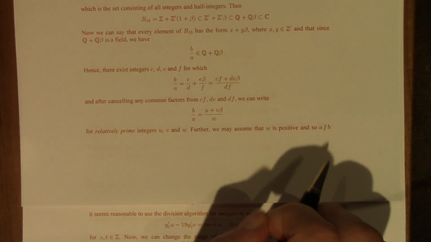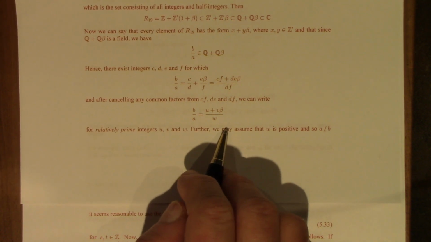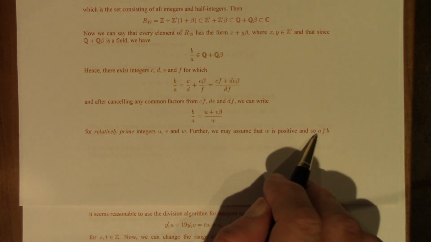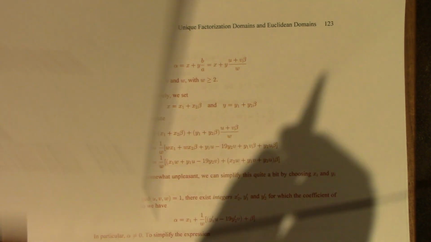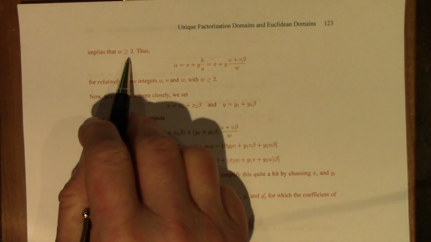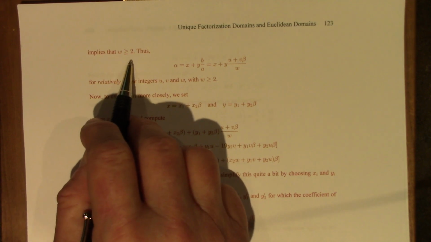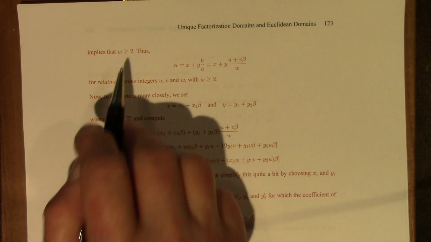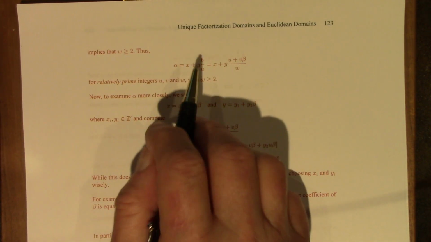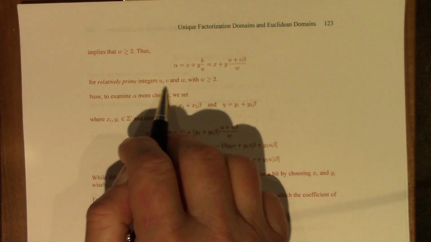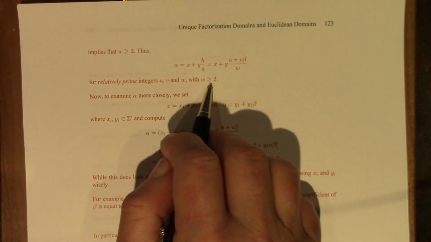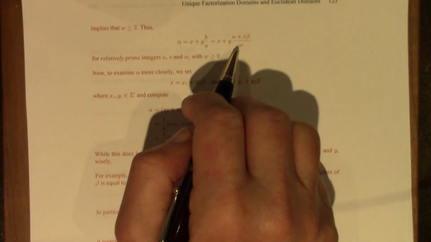And also, a does not divide b. That means that w is at least 2, because if w was 1, a would divide b. So in summary then, alpha, which is x plus y b over a, now looks like this. The integers u, v, and w are relatively prime. w is bigger than or equal to 2.